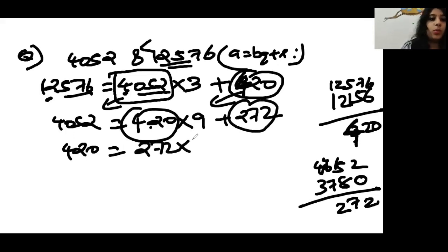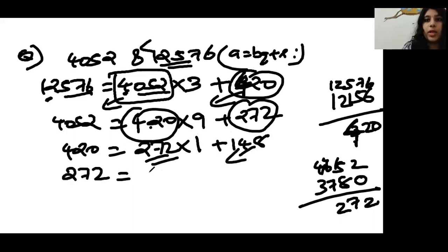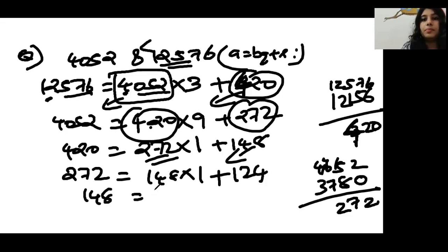272 into 1 only I can take, because into 2 means it will exceed. Plus the balance will be 272. If I subtract, I will get 148. Now this 272 will be my A again, and this 148 will come here. 148 into 1 plus what will be the answer? Remaining 148 minus 124 is 24. Again this 148 I am taking, 124 into 1 plus again 24.